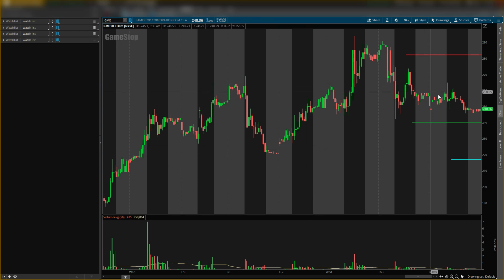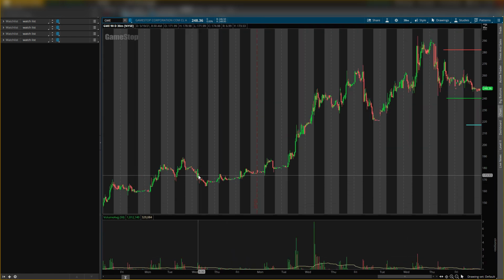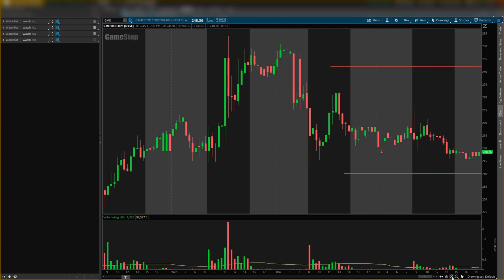Just in case GME falls, this level right here around 217 is where I expect to see some support happen. When I say support, I'm looking for the stock to kind of trade sideways like this. So that's what I'll be expecting at that 217 level.